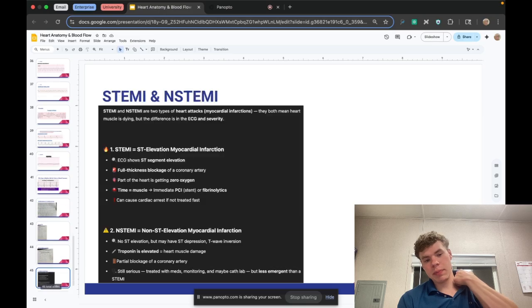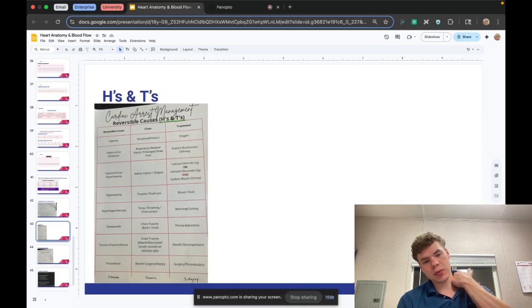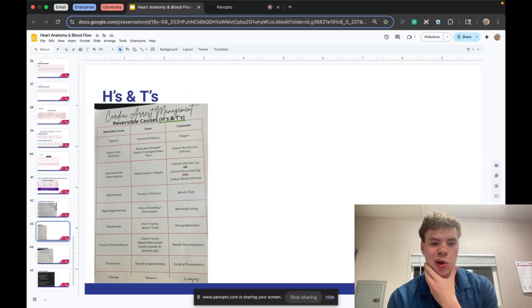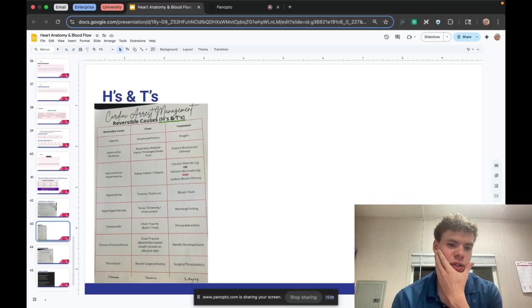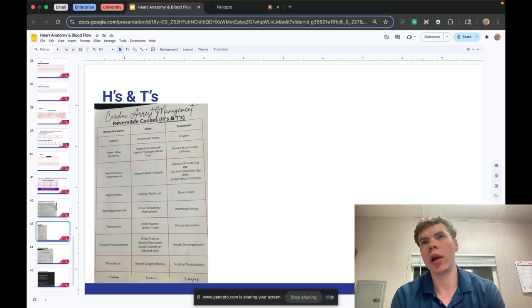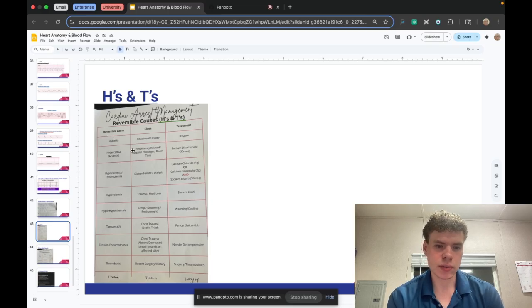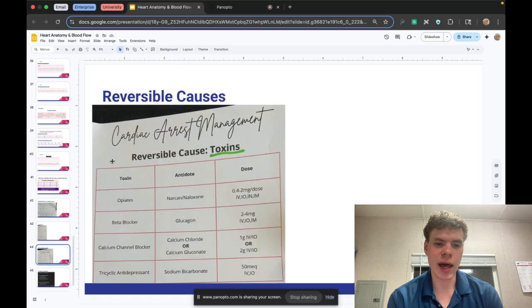And this is going back to H's and T's, which are known as reversible causes of cardiac arrest, which is not technically important for heart blood flow, but all of these things here can cause cardiac arrest. So just leave it at that. This is what I had to learn from my ACLS, Advanced Cardiac Life Support class, right?